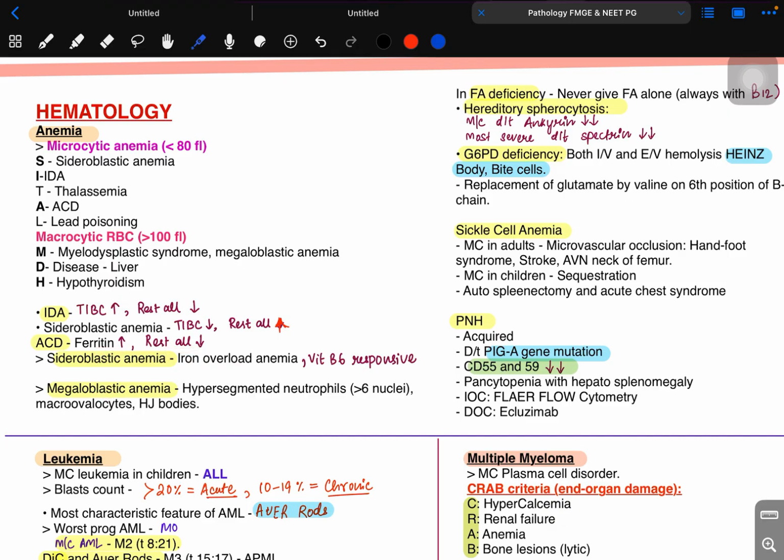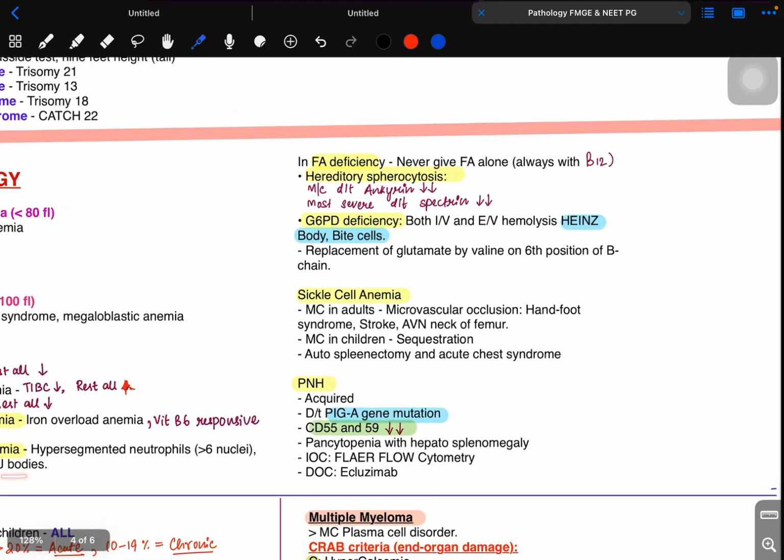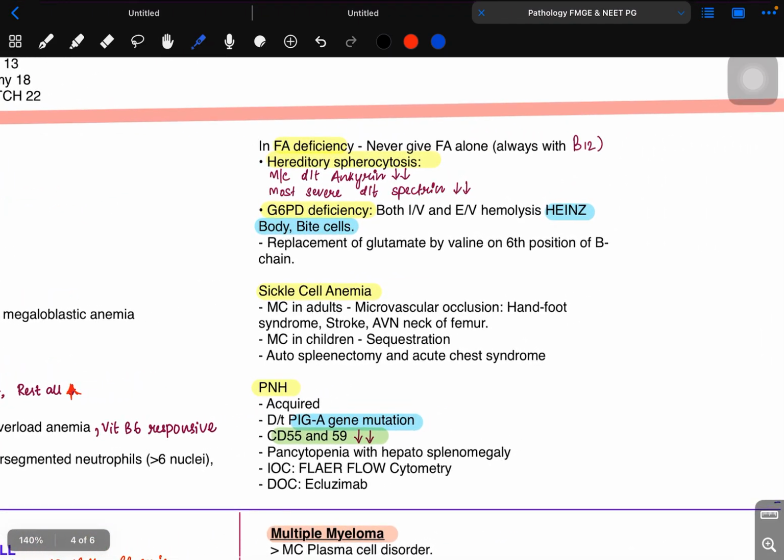Megaloblastic anemia, we will find hypersegmented neutrophils with more than 6 nuclei. There will be macro-ovalocytes and Howell-Jolly bodies. In folic acid deficiency, never give folic acid alone, always give it with vitamin B12. Hereditary spherocytosis is most commonly due to ankyrin deficiency and most severe due to spectrin deficiency.